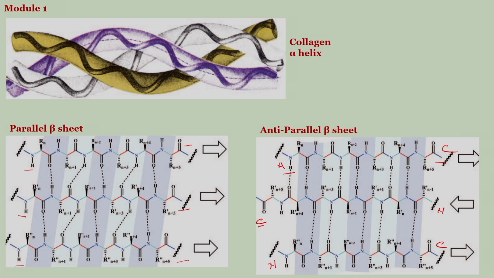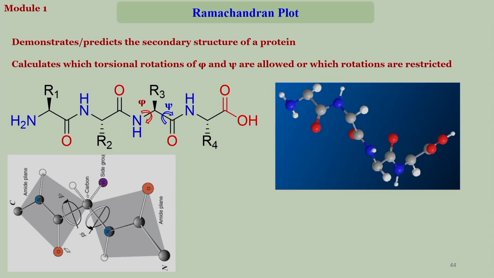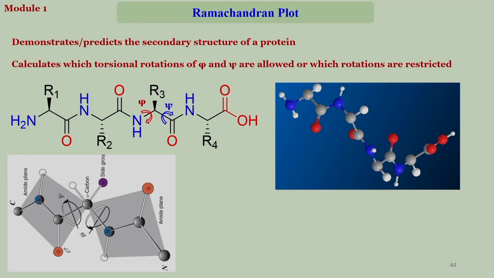So, mainly two kinds of secondary structures. These are all secondary structures, short range interactions as I was saying, that is due to the orientation of the peptides, how much you can flex the peptide or the protein, and that is where the Ramachandran plot comes in. The Ramachandran plot is a way to demonstrate or predict the secondary structure of a protein, which form the protein would assume, whether it will be an alpha helix structure or a beta sheet structure, that you can visualize or predict using the Ramachandran plot.